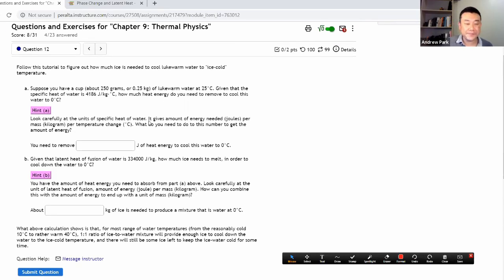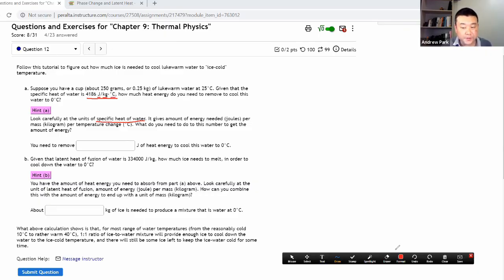So in particular, it says, look carefully at the units of specific heat of water. That actually gives a fair amount of information here, because when you look at the specific heat of water, this is what it is, and this is joules per kilogram per degree C.